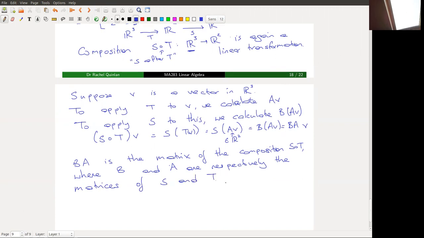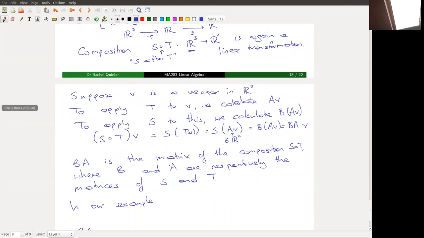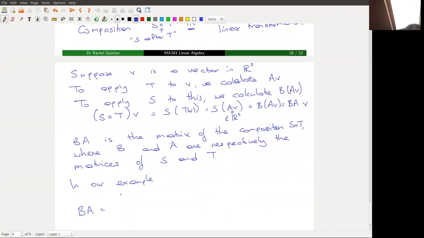So in our example, we could calculate the product BA if we wanted to, but the point is that the operation of matrix multiplication precisely captures the concept of composition of linear transformations. So in our example, B was the matrix whose entries were 1, minus 1 in the first row, 2, 0 in the second. A was the matrix whose entries were 1, 1, minus 2 in the first row, 2, 4, 3 in the second. And the product of those two matrices will be a 2 by 3 matrix because it's a 2 by 2 times a 2 by 3. So it represents a linear transformation from R3 to R2, which is S after T.